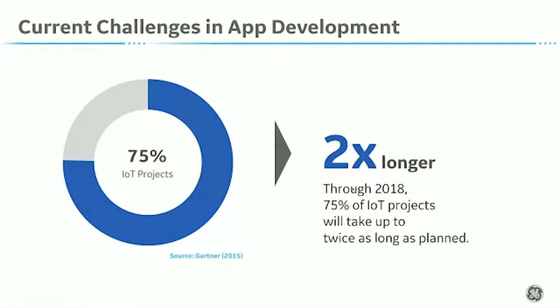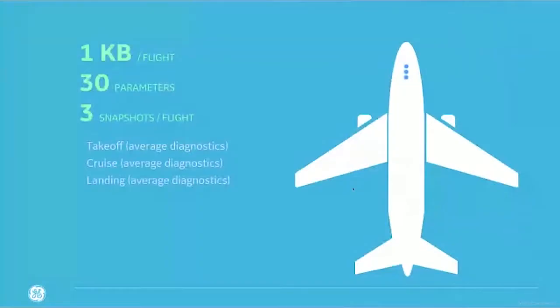Let me paint a picture for you. Let's pretend that we have an airline and we want to get some information about the airplanes so that we can make better business decisions, make sure that they're maintained, and make sure we have a safe running fleet for our passengers. If we were living 10 years ago, our planes would be producing data from 30 parameters every flight, and we would take 3 snapshots of that data during the flight, during takeoff, once we hit cruising, and once we land. This would generate about a kilobyte of data total, which is very small by today's standards, in case you weren't sure.